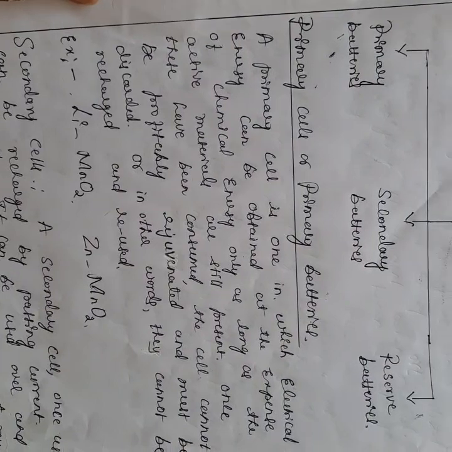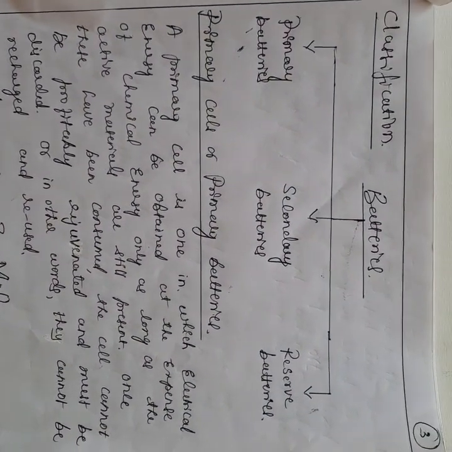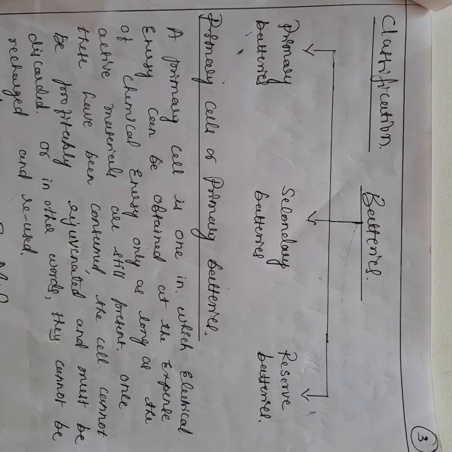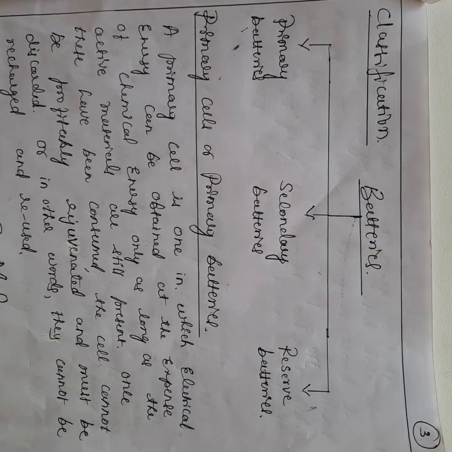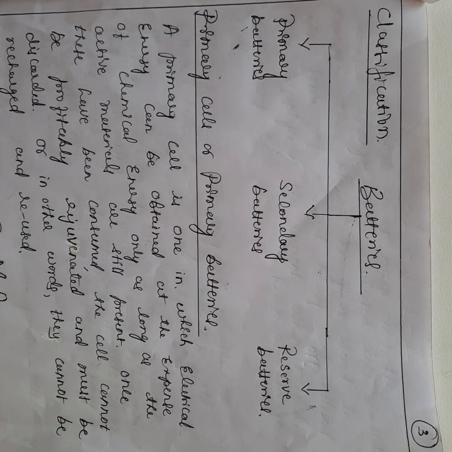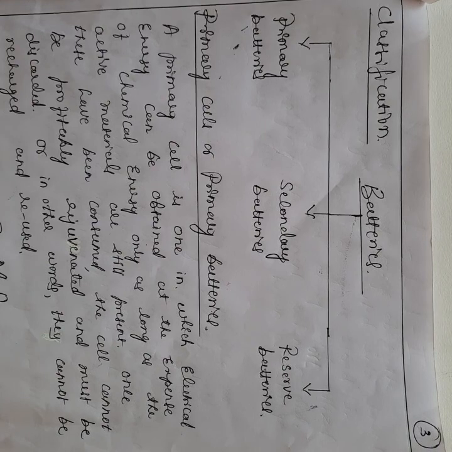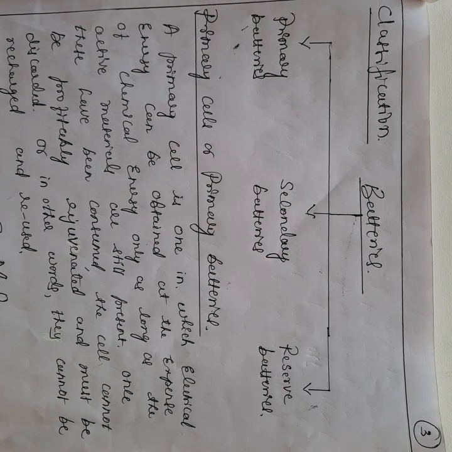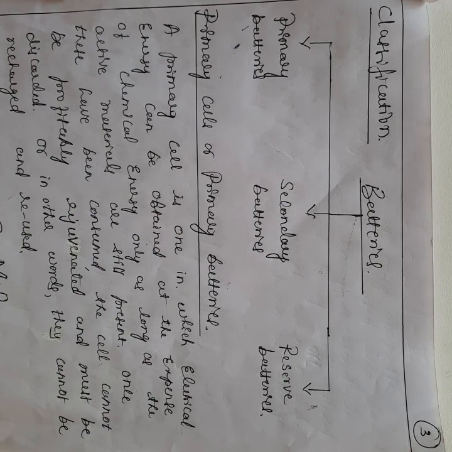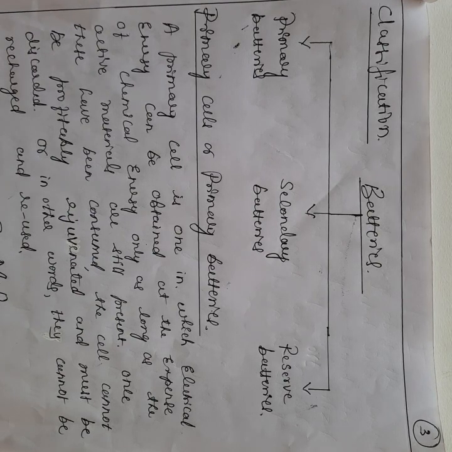So now we will go for the classification of batteries. There are three types of batteries we have to learn: primary batteries, secondary batteries and reserve batteries. As you know students, batteries are nothing but a combination of cells. So these are also called primary cells or primary batteries, secondary cells or secondary batteries, and reserve cells or reserve batteries. Let us go for the first one, that is a primary cell.